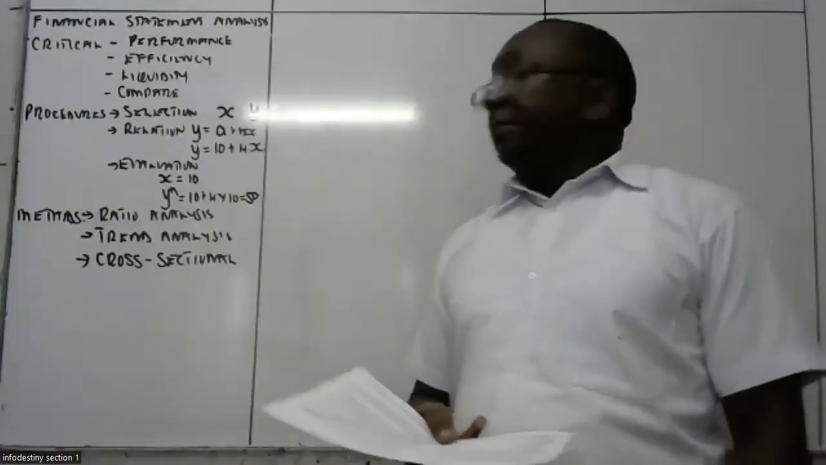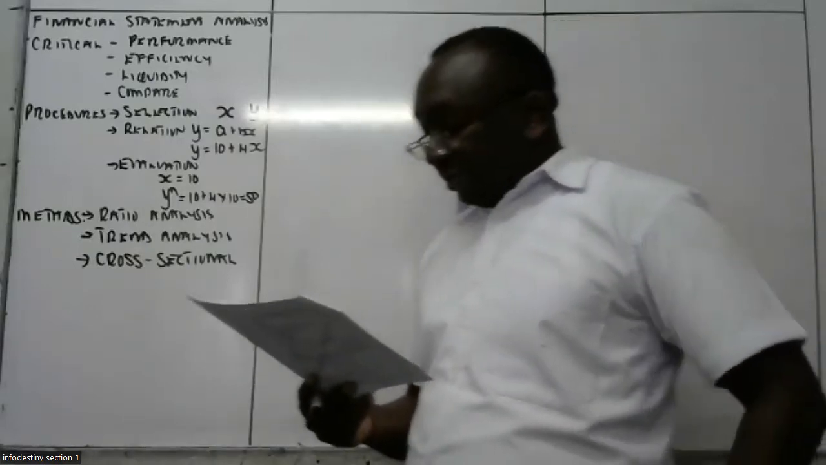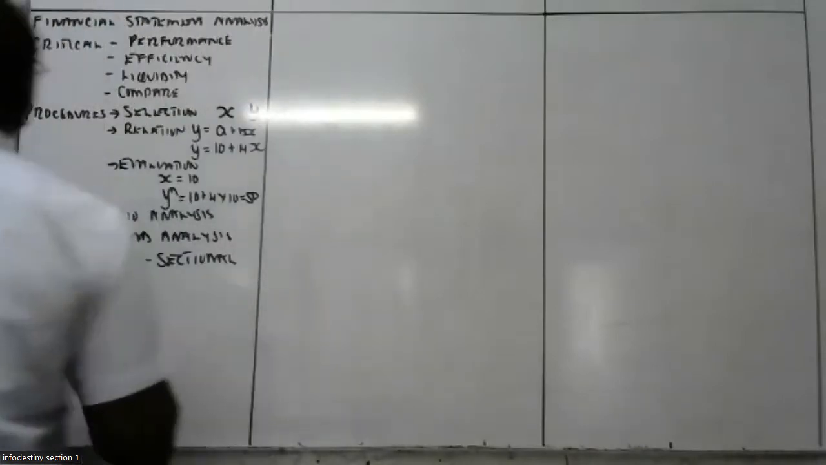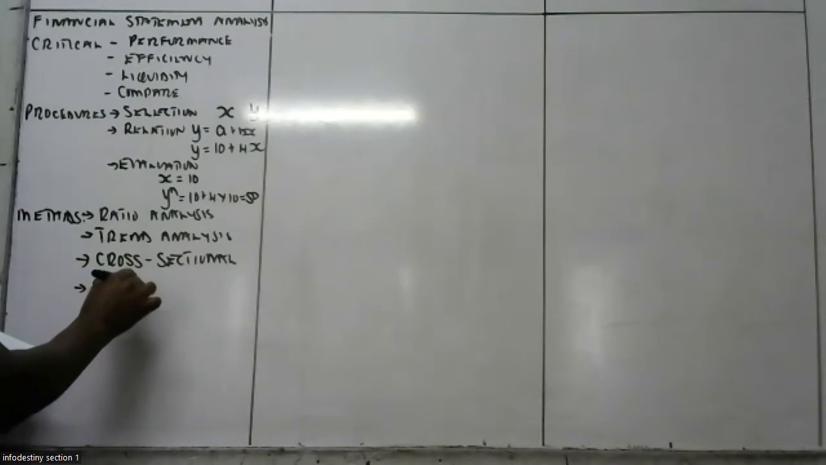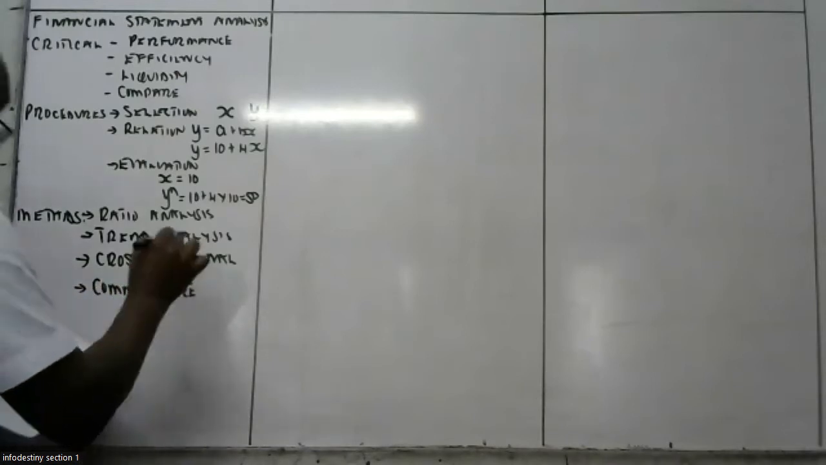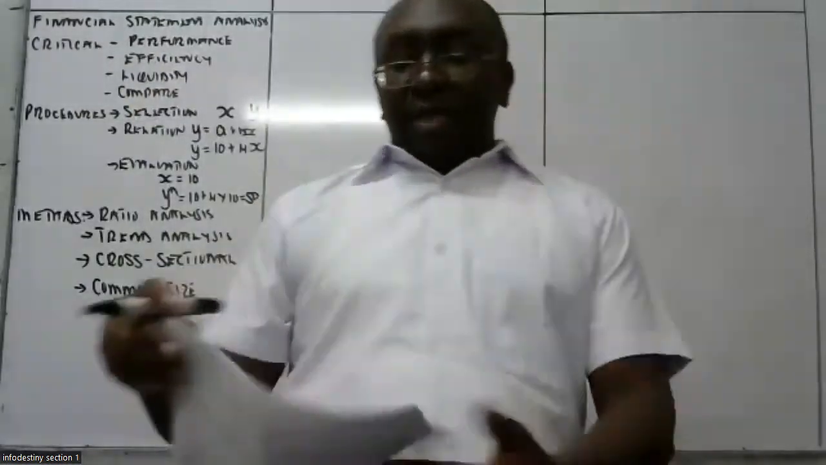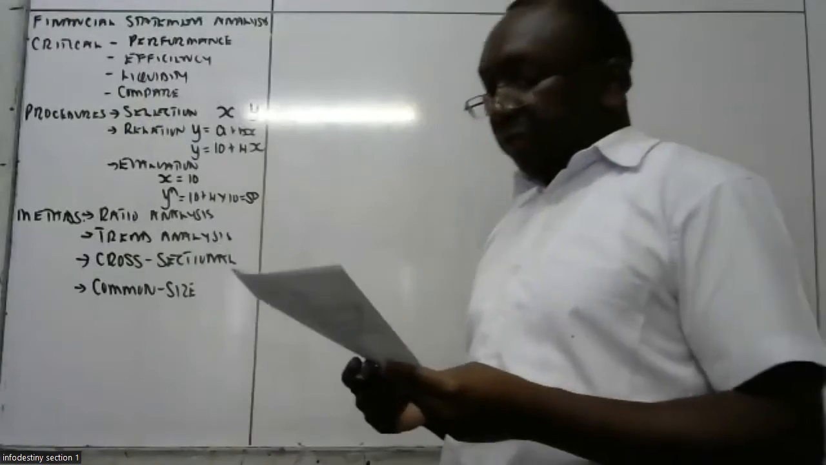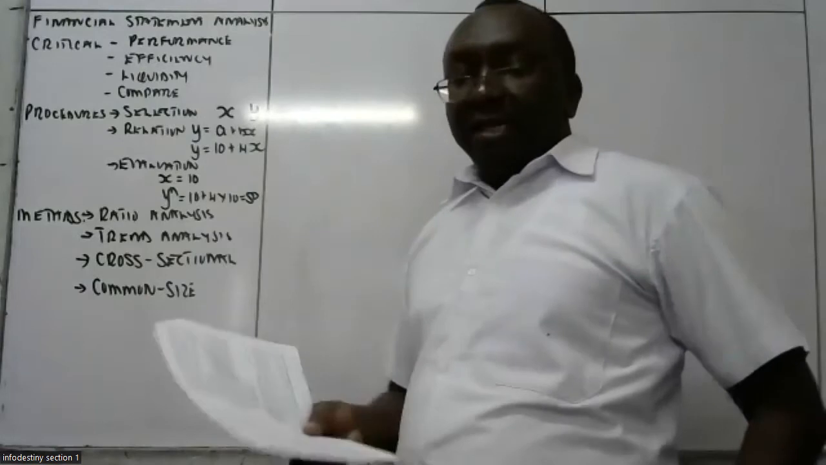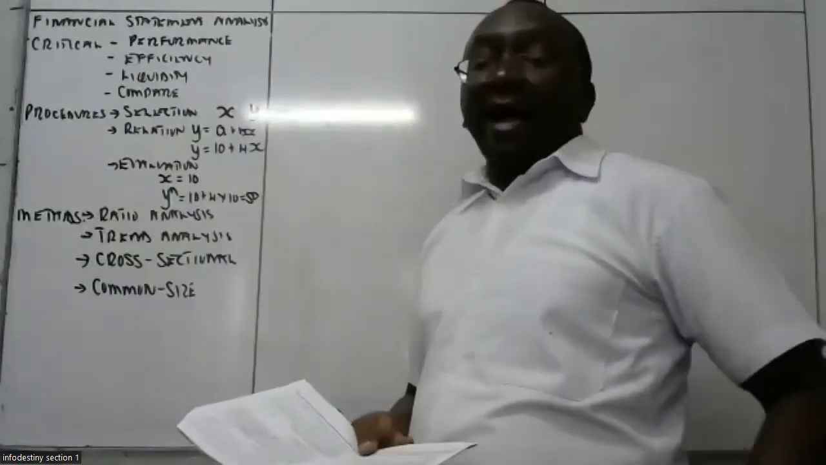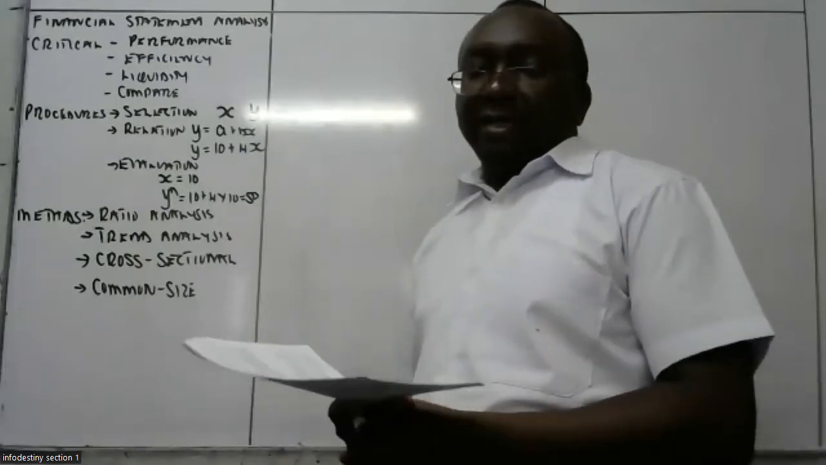But all said and done, it is very, very important to do the cross-sectional analysis. And the last method that we use in financial statements analysis is called common size. Now, in common size, you get one item, you turn to the other page, you can see the income statement that is presented there. So what you do, you take one item of the many items in a statement and you make it 100%. Then all the others, you express them as percentages of that.